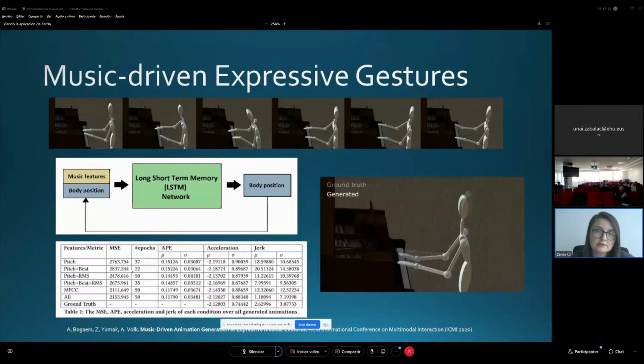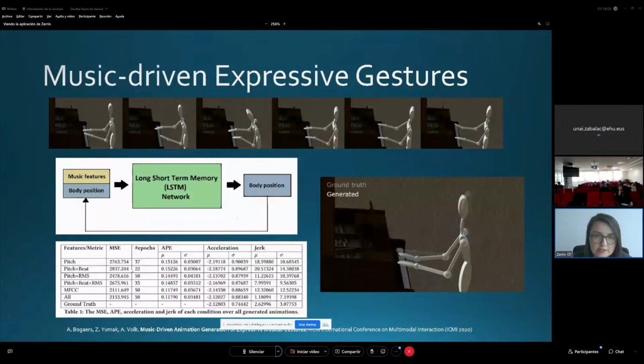In addition to gaze and facial animations, we have also been working on music-driven animation. In particular, music-driven expressive gestures. These are the types of gestures that happen when you are, for example, playing an instrument. The goal was not to model specifically the finger movements while playing piano, but to capture the upper body movement, the gestures that follow the rhythm of the music. We worked with a motion capture data set of piano playing. There were different types of rhythm variations in the data set. And we applied a sequential model again, a long short term memory network.